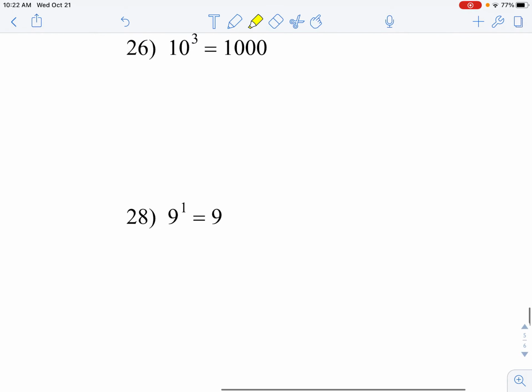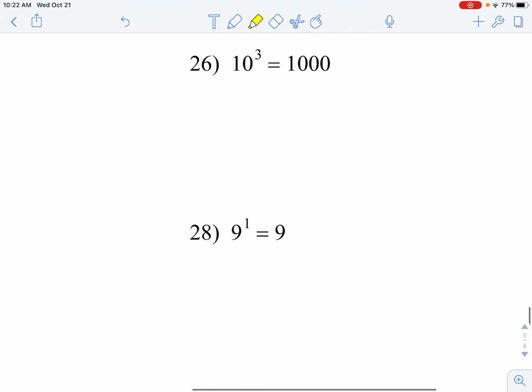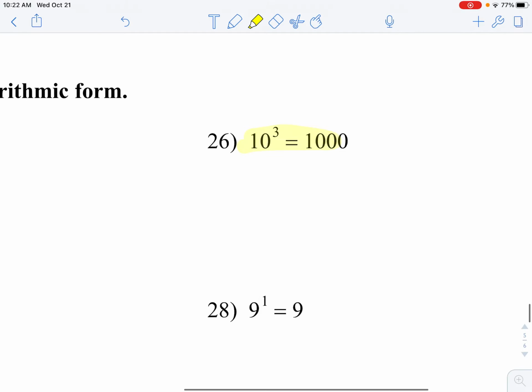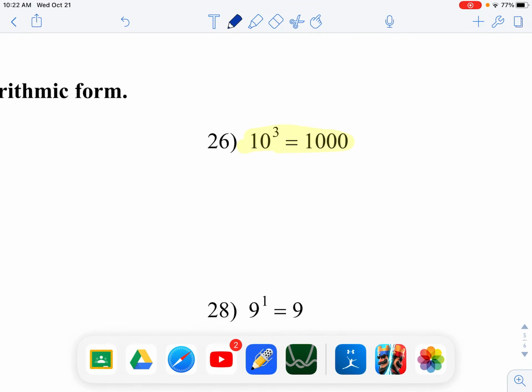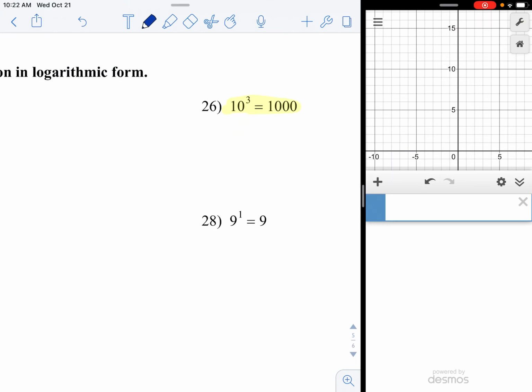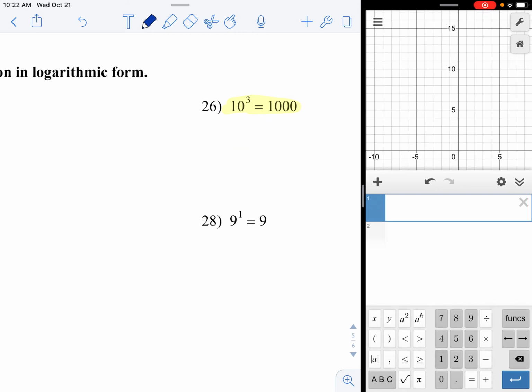Wow, that's a dumb one. Let's look at number 26. This is an exponential equation. 10 to the third power equals 1,000. And it's a true equation. I mean, not that you have to do this, but just to prove a point, if you take 10 and raise it to the third power, you get 1,000. So, okay, it's a true statement.